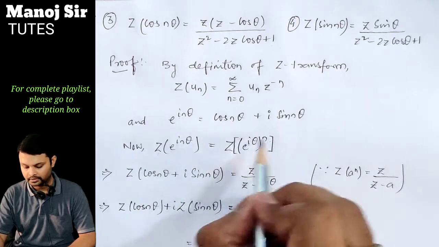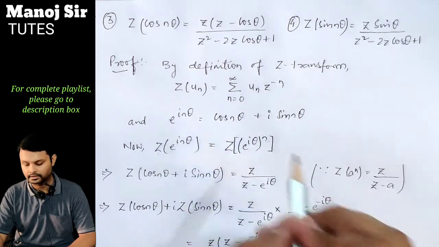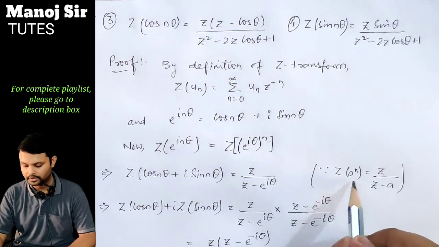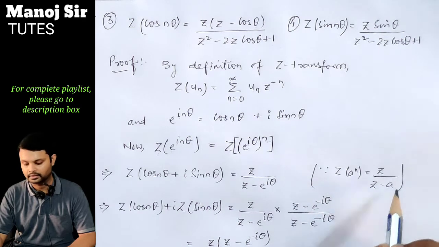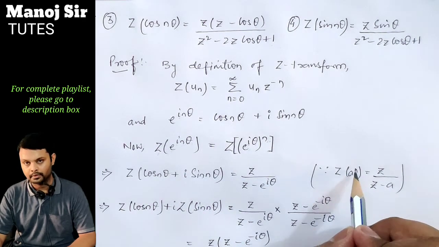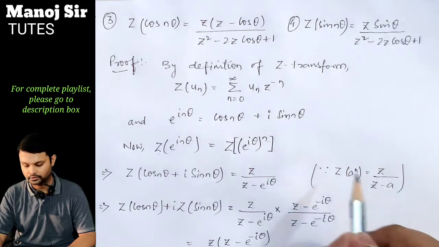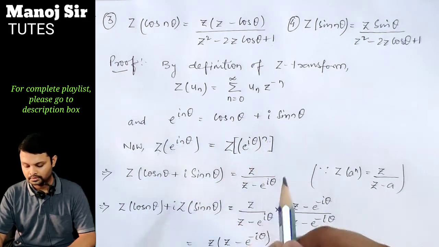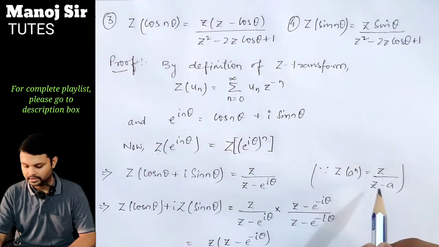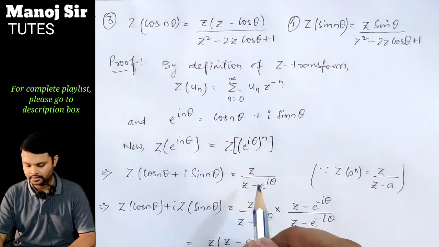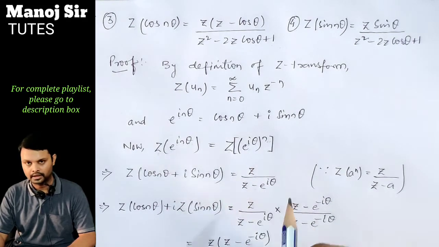But here you can see this is Z transform of aⁿ. What is the formula for Z transform of aⁿ? That is z upon z − a. So we are going to replace a with e to the power iθ, that is z upon z − e^(iθ).